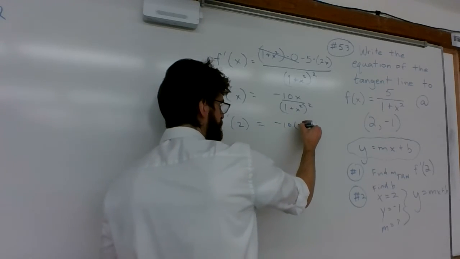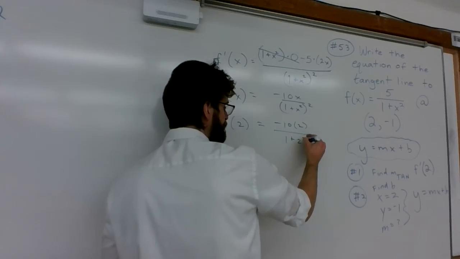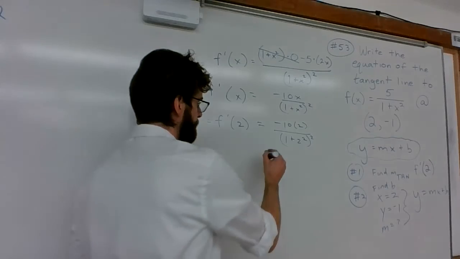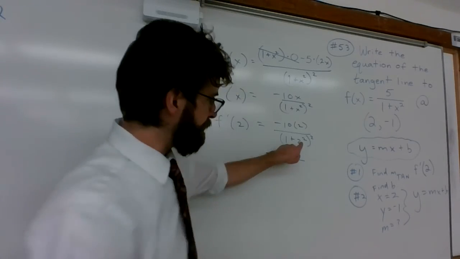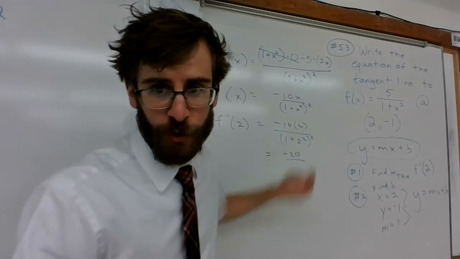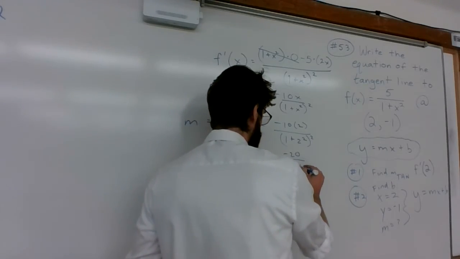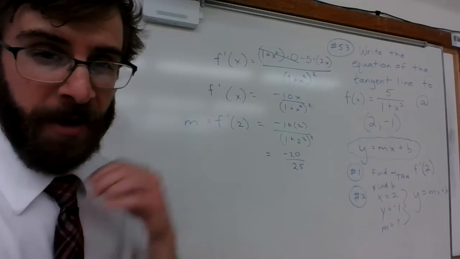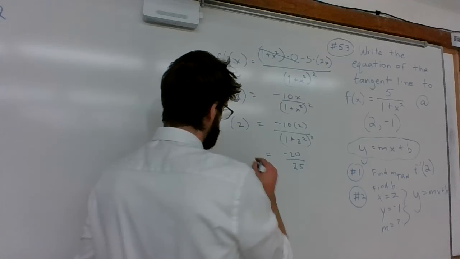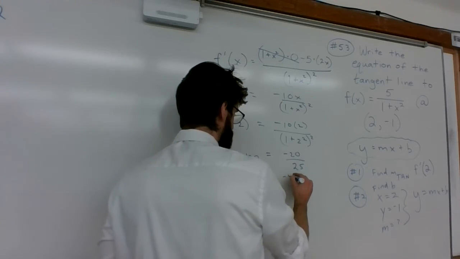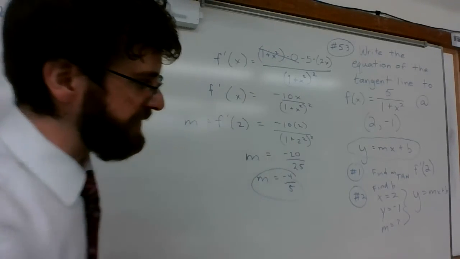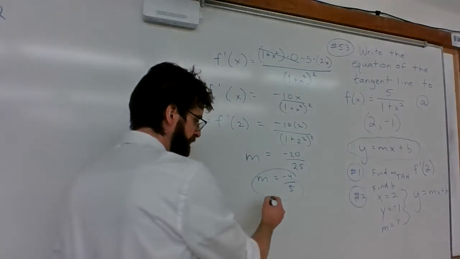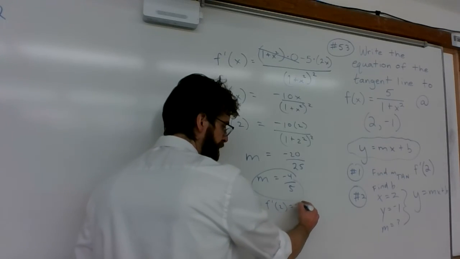So negative 10 times 2 over 1 plus 2 squared, the whole thing squared. So the top's negative 20. The bottom is 4 plus 1, 5 squared, 25. And then have the presence of mind to simplify that. It's divisible by 5 over 5, so it's negative 4/5. Okay, step 1 is done. F prime of 2 is equal to negative 4/5.